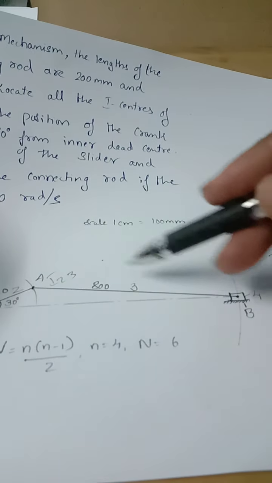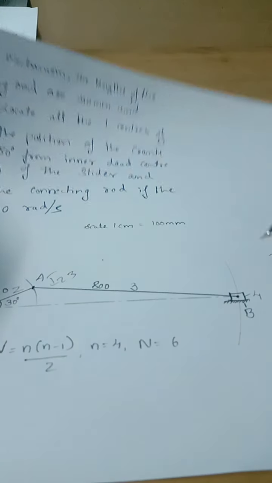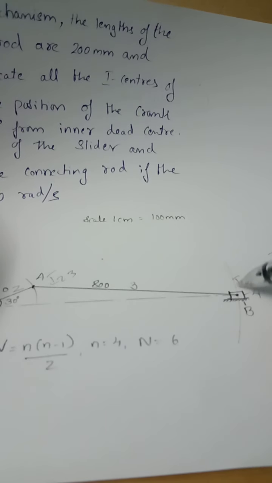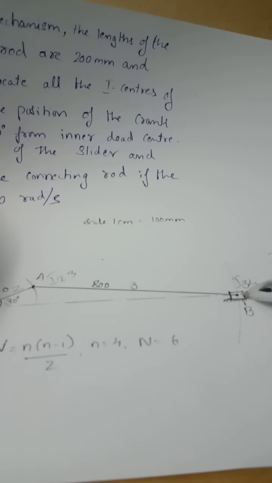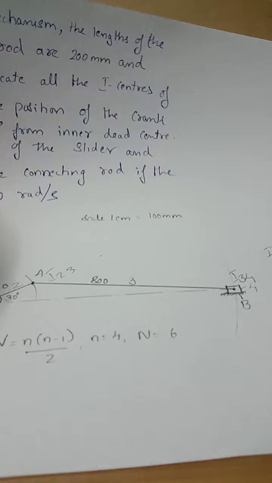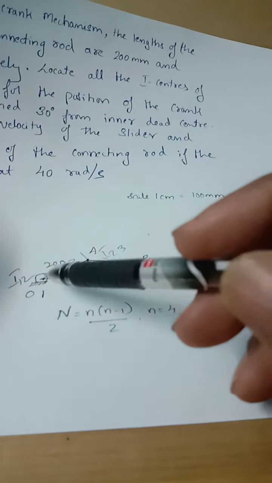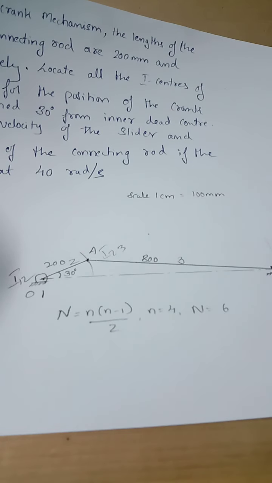Coming back to this connecting rod, link number 3, and we have a slider 4, so I34, this is the I34. So all these instantaneous centers we have located. Another thing is link number I14. Link 1 is fixed, that is nothing but the frame.